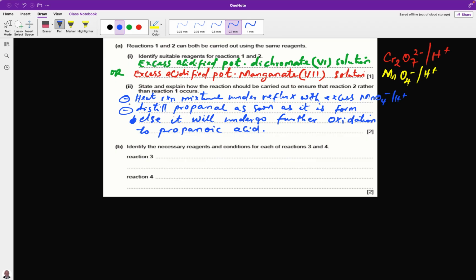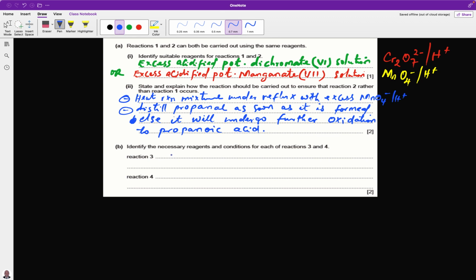Now, one, heat the reaction mixture under reflux with excess of the oxidizing agent. Two, distill the propanal as soon as it is formed, else it would undergo further oxidation to propanoic acid. That is all.